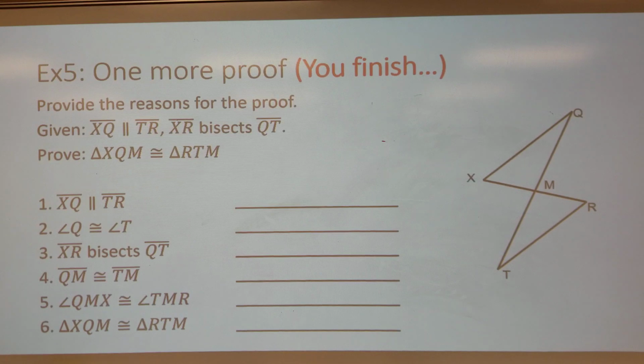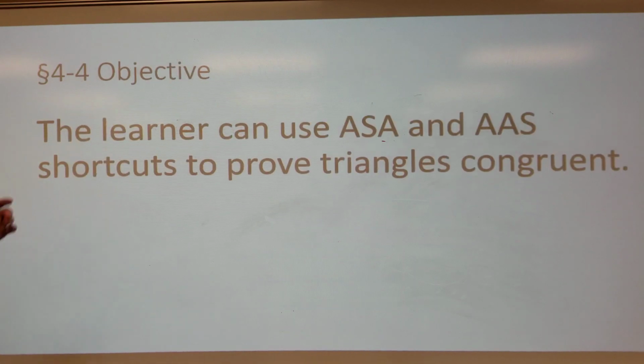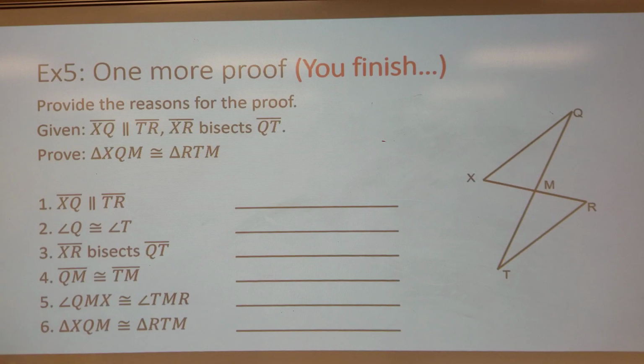Utilize those freebies, and then tell me if you're going to use side, angle, side, side, side, side, or angle, angle, side shortcut. You do that proof. And then when you're done, you should be able to say yes, that you can use angle, angle, side shortcuts to prove these triangles congruent. All right? Have at it. Do a good job. See me for help or if you have questions.